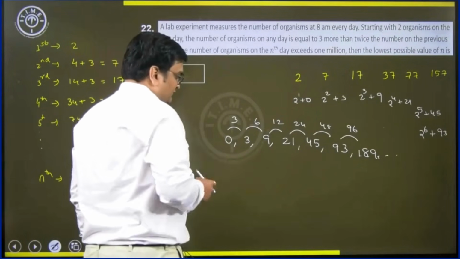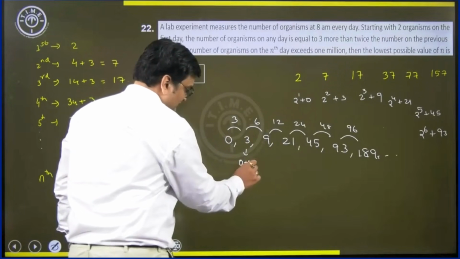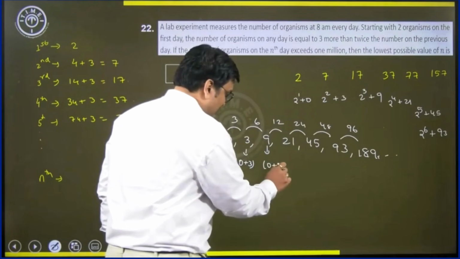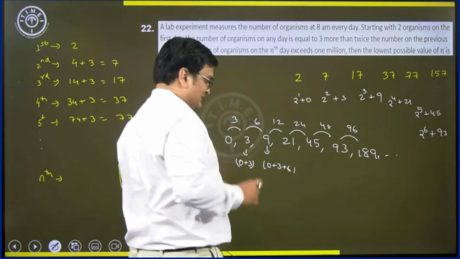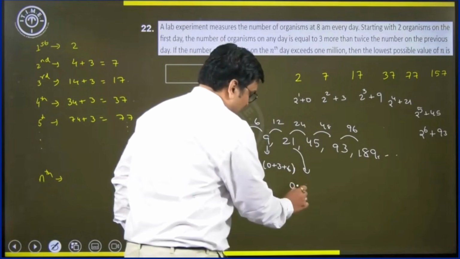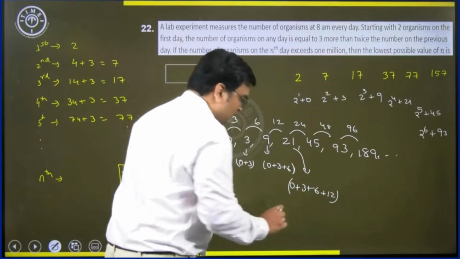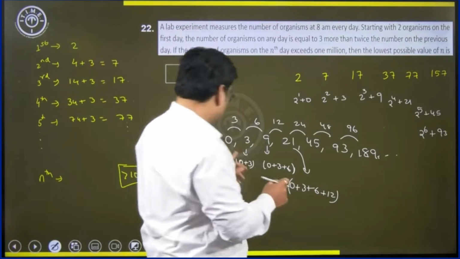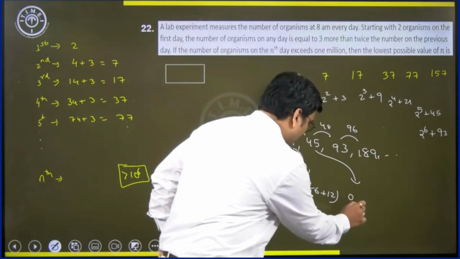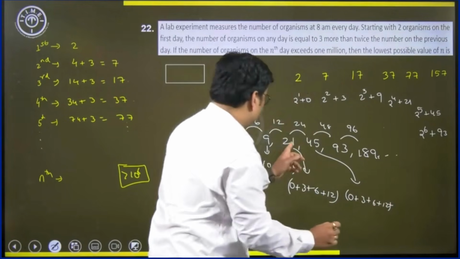So the first term is 0. If I want to get to the second term, I will do 0 plus 3. If I want to get to the third term, I would think of it as 0 plus 3 plus 6, 3 plus 6, I get the third term. If I want to get to the fourth term, I will think of it as 0 plus 3 plus 6, I will get till here, plus 12. Sorry, this is the fifth term. This will be nothing but till 21. So same 0, 3, 6, 12 till 21, and then I will do plus 24.